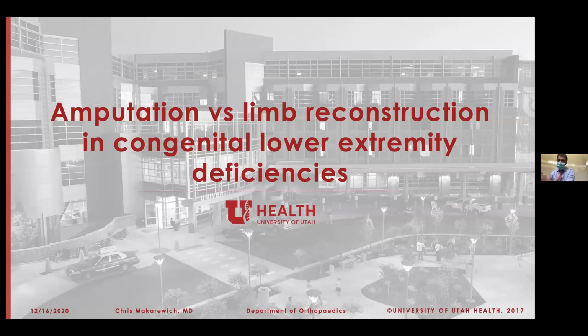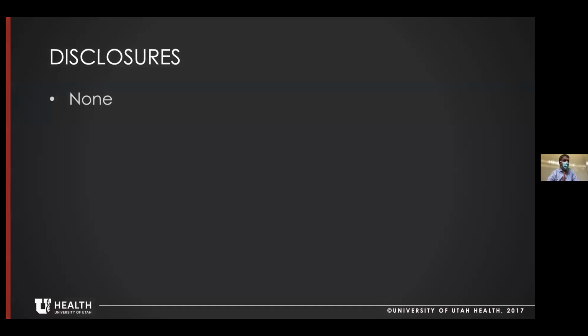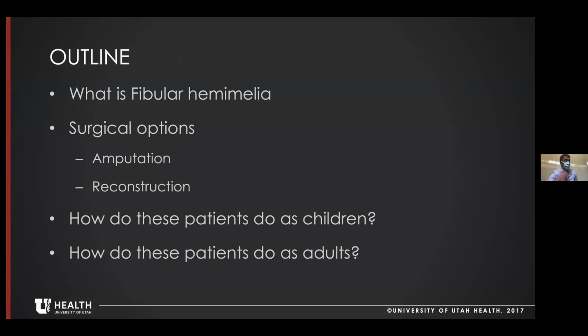Okay, thanks, Andy. So today, thank you guys for having me, first of all. Today we're going to be talking about amputation versus limb reconstruction in congenital lower extremity deficiencies. No disclosures. This is our outline. We're going to talk about what are limb deficiencies, specifically what is fibular hemimelia.